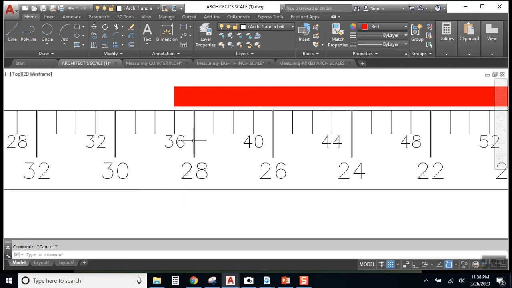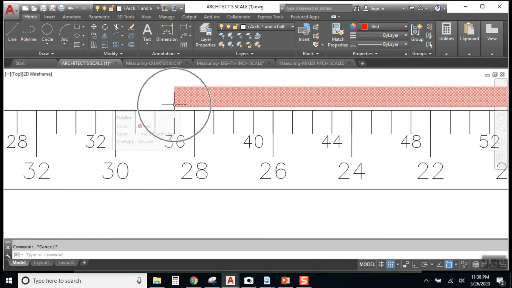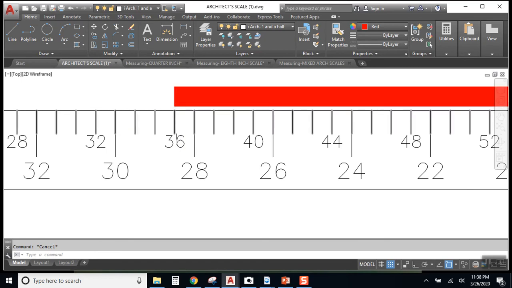So we know it's more than 28 feet. Here's 29 feet here, but it's not 29 feet. And this happened to stop right here on this line, on this increment, exactly between 28 and 29. So what do you suppose that might be?